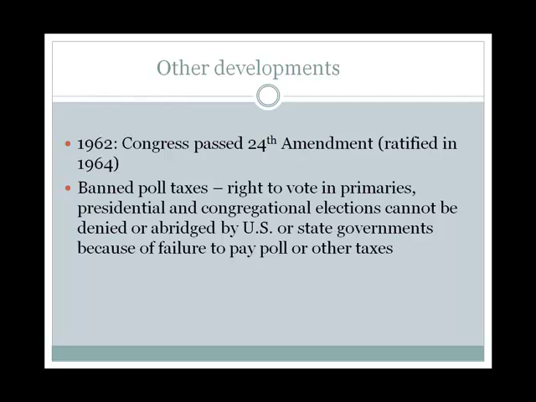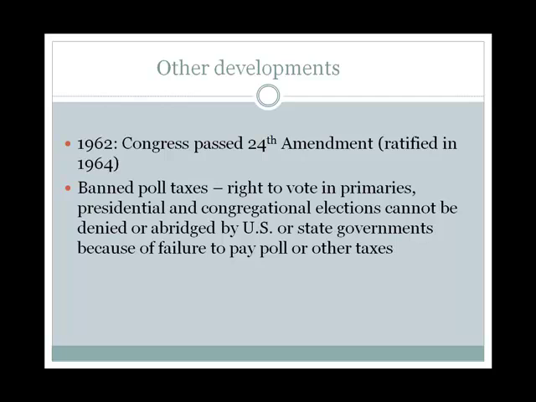In 1962, Congress passed the 24th Amendment, and ratified it by 1964. This amendment banned poll taxes. It promoted the right to vote in primary elections, in presidential and congressional elections, and said that this could not be denied or abridged by the United States or by state governments because of the failure to pay poll taxes or other taxes.